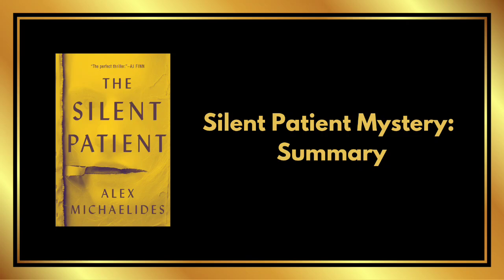The novel's biggest twist comes when Theo himself is revealed to be the masked man. Years earlier, Theo discovered that his wife, Kathy, was having an affair with Gabriel Berenson. Instead of confronting her, Theo decided to punish Gabriel in a twisted psychological game. He broke into Alicia's house, tied her up, and forced Gabriel to choose between his own life and Alicia's.